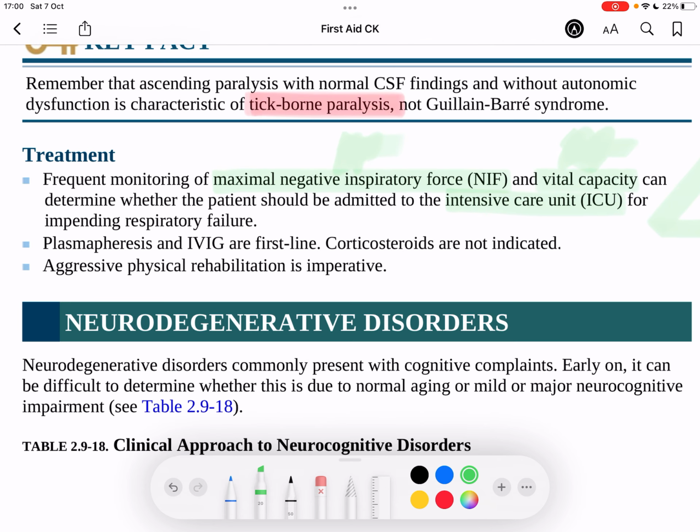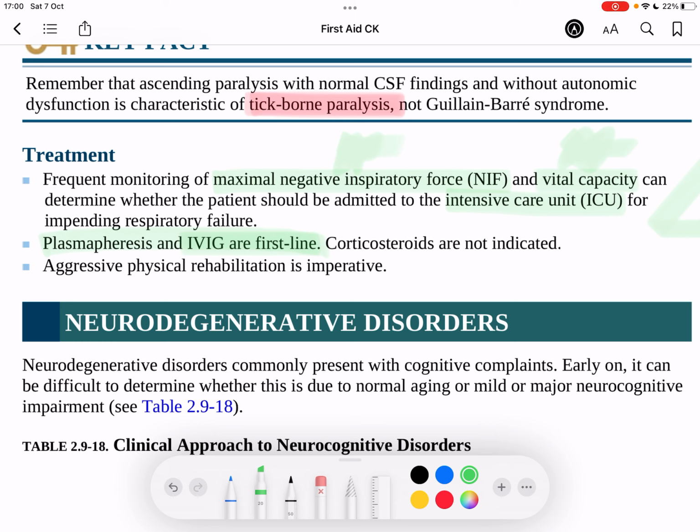In terms of actual treatment, plasmapheresis and IV immunoglobulin are first line. The IV immunoglobulin that we give is pooled IV immunoglobulin, i.e. we take immunoglobulin from many different patients, and it's one of the very few disorders that actually uses pooled IV immunoglobulin. An important thing to note is that corticosteroids are not indicated for this, unlike with MS.